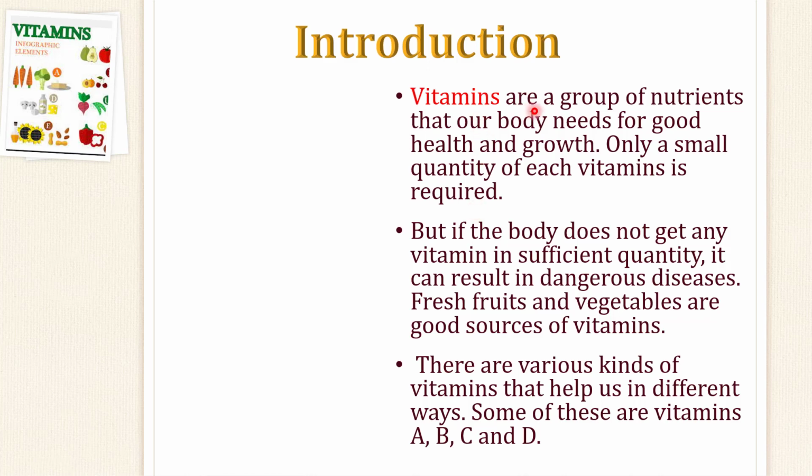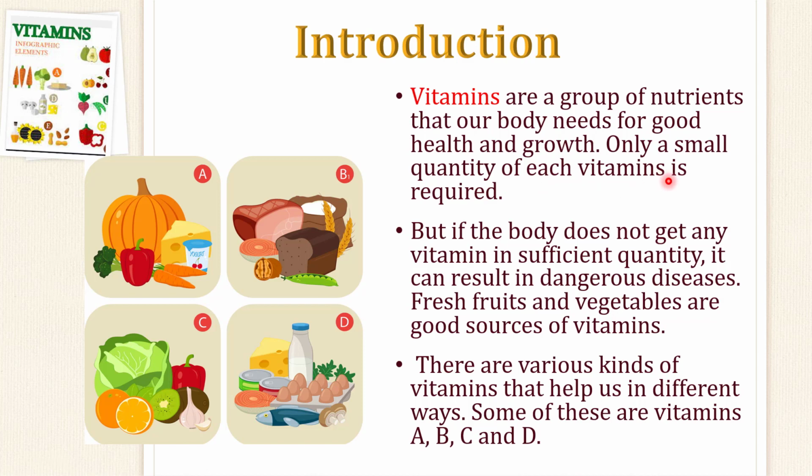Now let's talk about vitamins. Vitamins are a group of nutrients that our body needs for good health and growth. Only a small quantity of each vitamin is required. But if the body does not get any vitamin in sufficient quantity, it can result in dangerous diseases. Fresh fruits and vegetables are good sources of vitamins. There are various kinds of vitamins that help us in different ways. Some of these are vitamins A, B, C, and D.